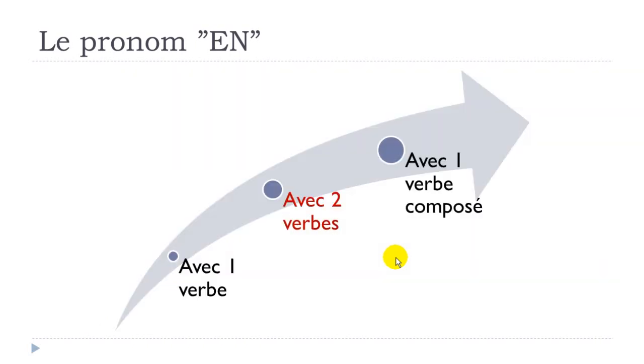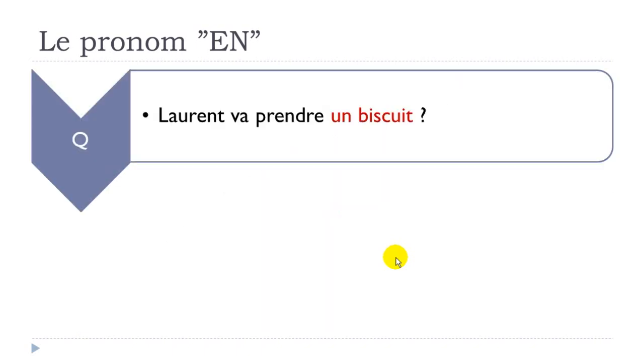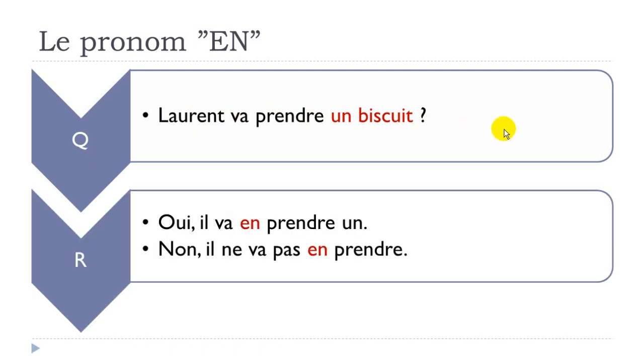Now we'll see the same structures but with two verbs. And so the best way to construct with two verbs, if you want to make examples like that, is to construct that with the near future. Laurent va prendre un biscuit. He's going to take a biscuit. Laurent va prendre un biscuit. Oui, il va en prendre un.